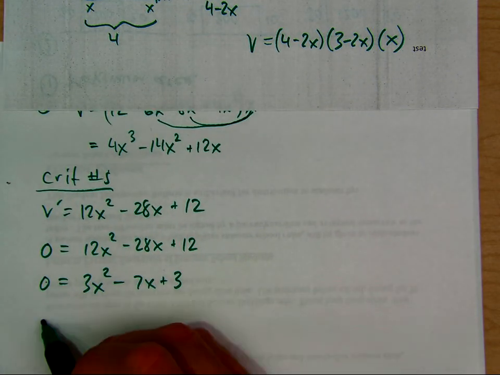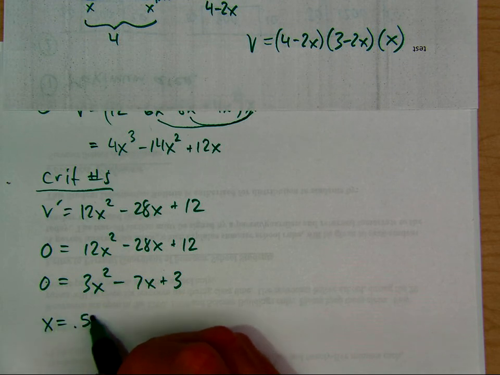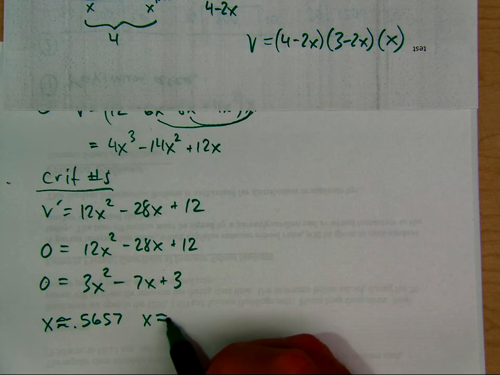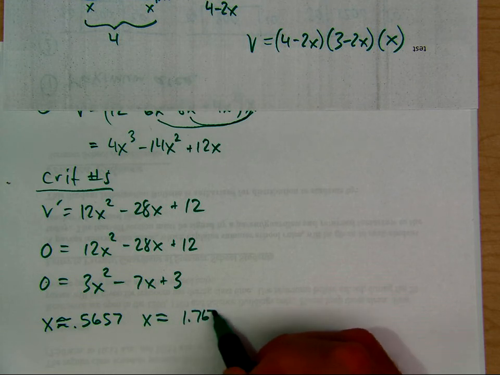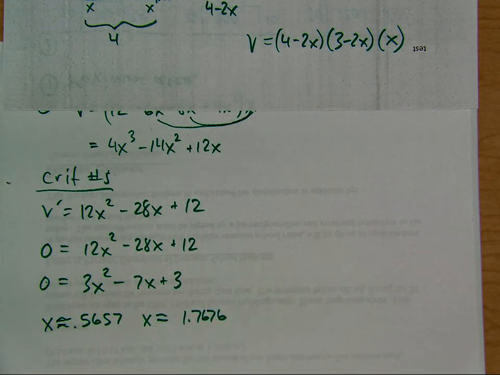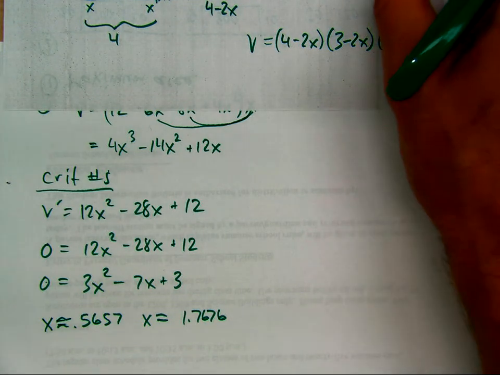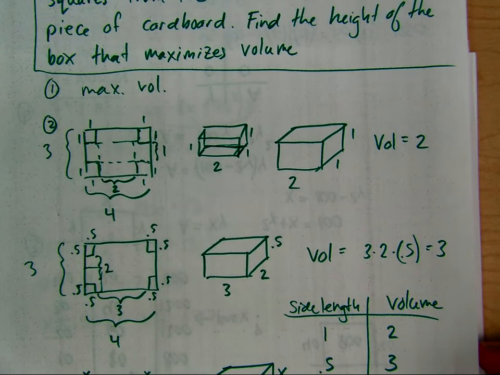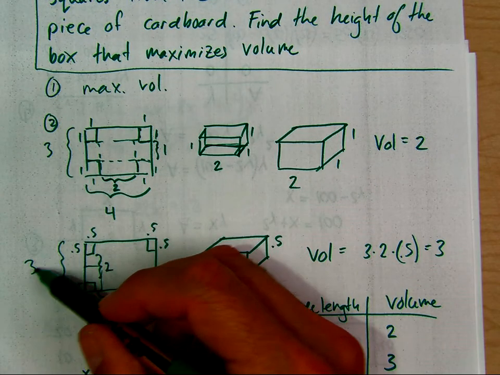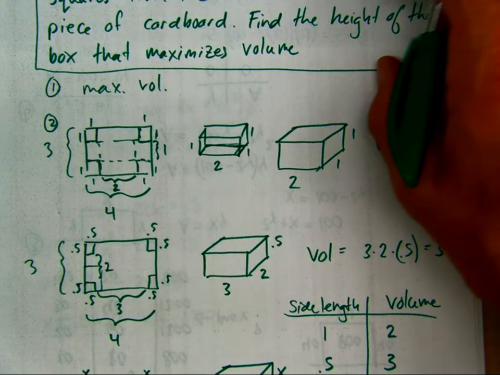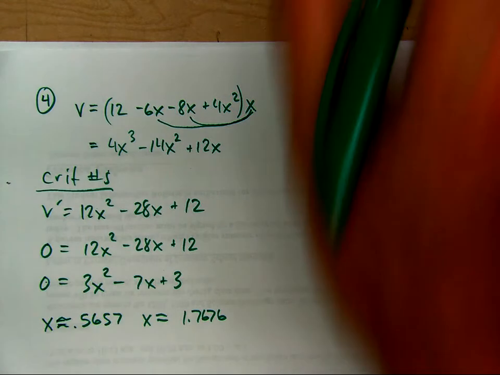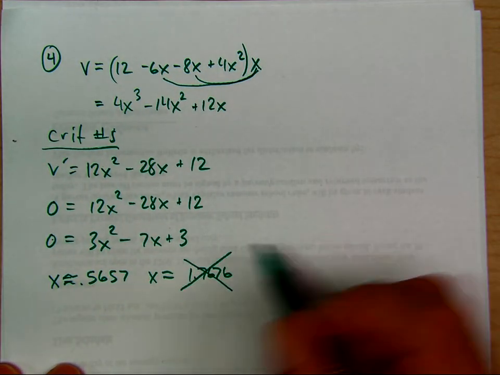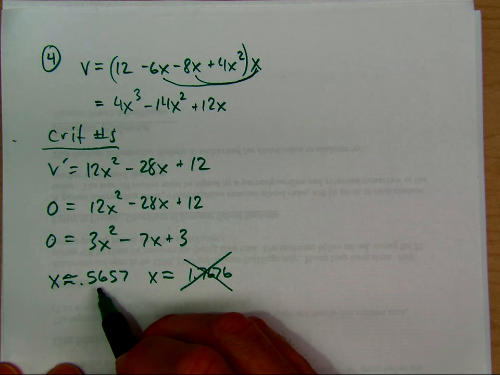We end up with x equals 0.5657 approximately. X is approximately 1.7676. But we found that the largest value of x is half of 3. The largest we can cut out is 1.5. So that helps us be aware that we can't use that. That's too big to cut out, but we can cut out a 0.5657.